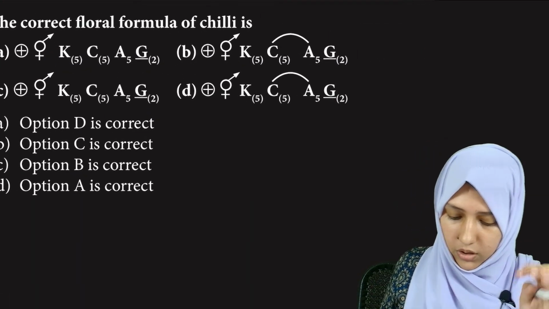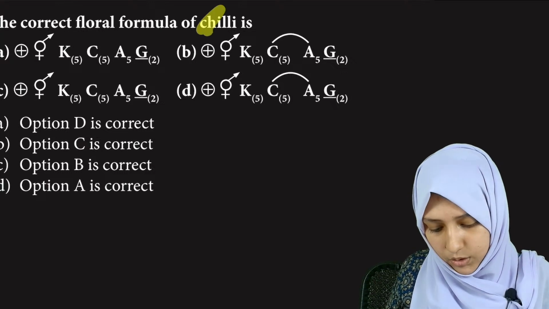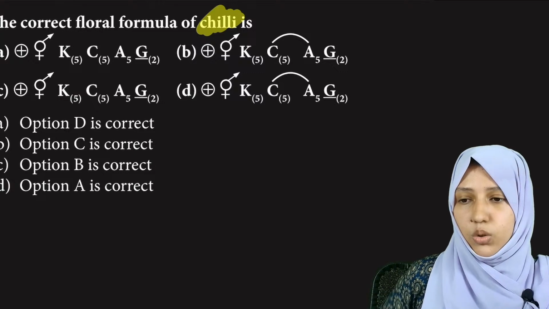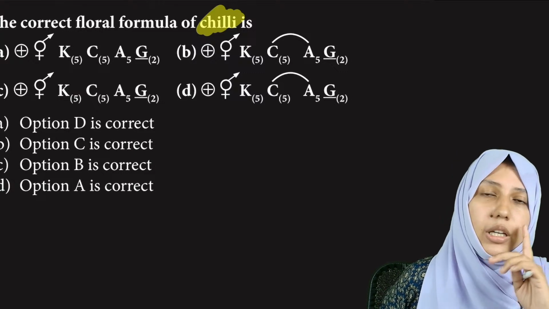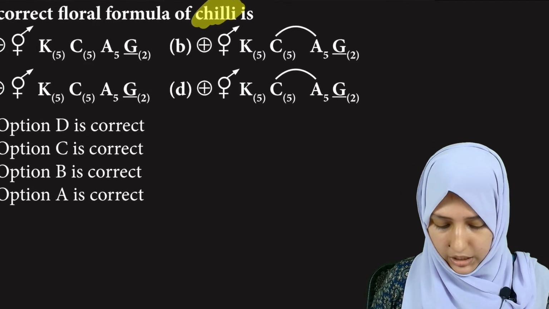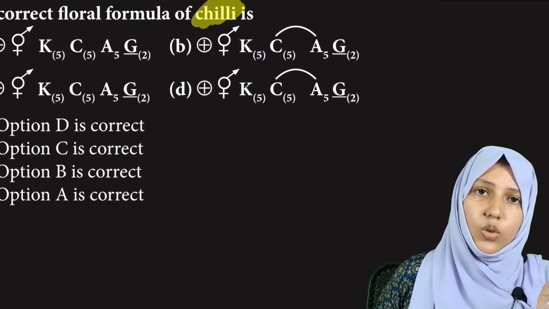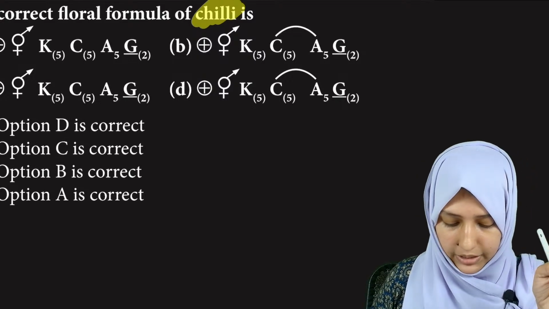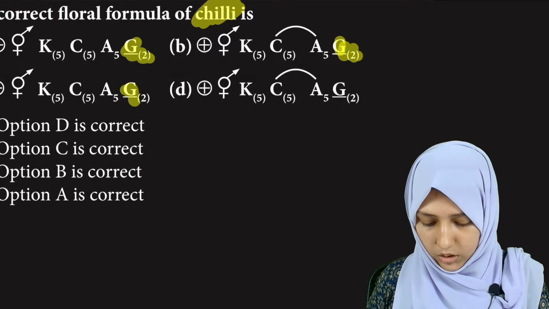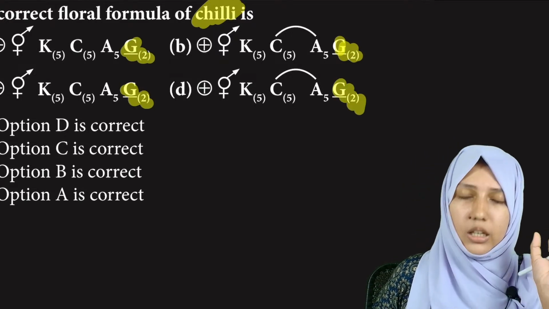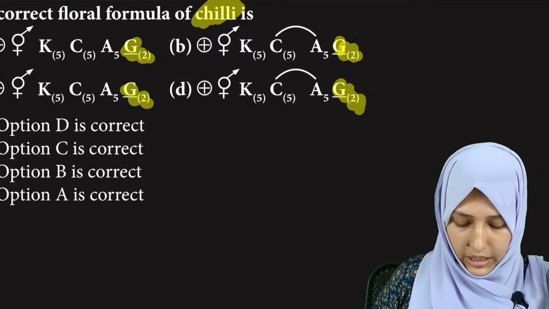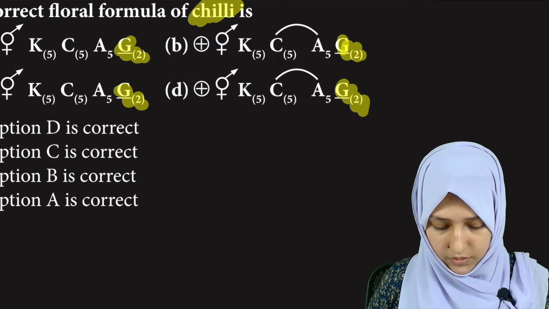A proteinaceous aleurone layer is present in maize grain. Now the correct floral formula of chili. For that, first you have to know what group chili belongs to. Chili belongs to family Solanaceae, right? Solanaceae are bicarpellary, and their carpels are fused, so G2. Okay, then their corolla and androecium are fused, which means they are epipetalous.